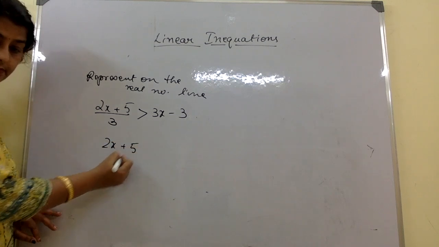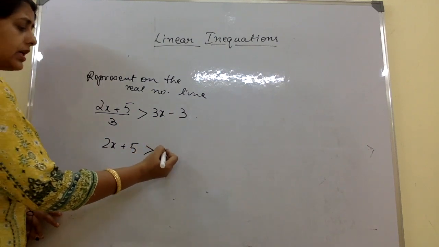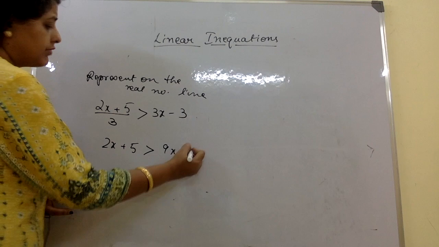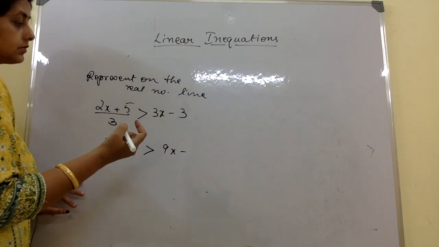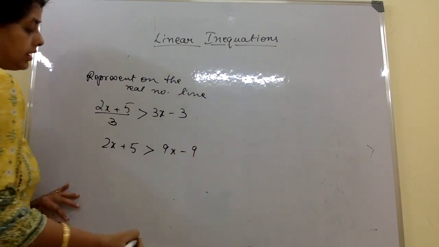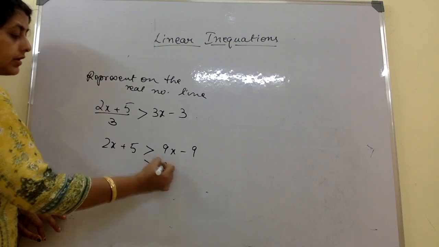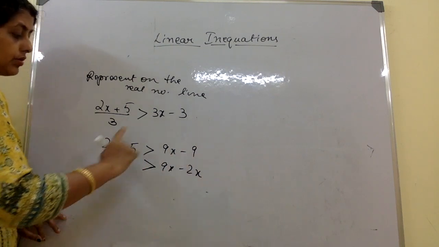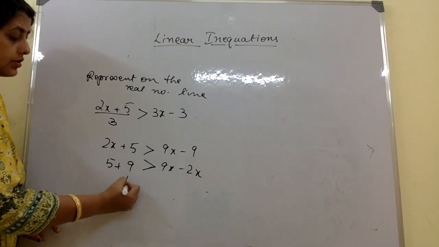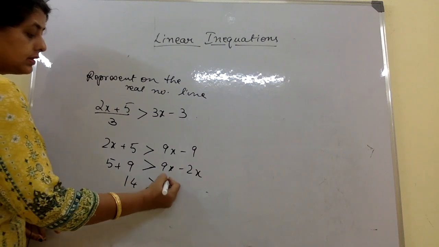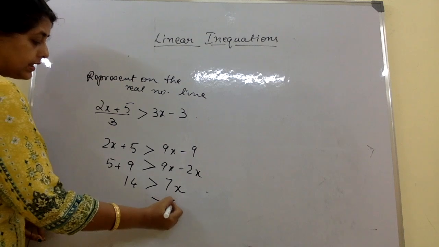Here it is 2x plus 5, and now we'll just take it there and multiply. We can do it. This is just like a linear equation. So 3 3s are 9, and this is again 9. Bring all the x's to one side. So I can bring 9x minus 2x also. I can take that with a change in sign, and 5 plus this is 9. So 14 here, and this side it is 7x. How much is it? x is 2.